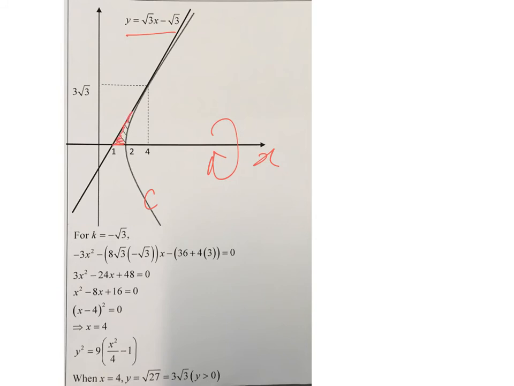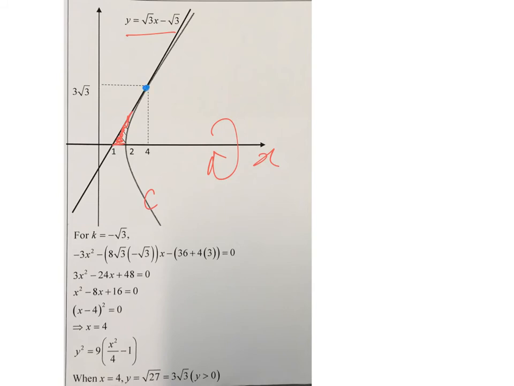So this is the region that we are interested in. Okay, and we want to rotate this region about the x-axis. Since this region is bounded by two different curves, we need to do some form of subtraction. But before doing that, we need to know what this point of intersection actually is, right?